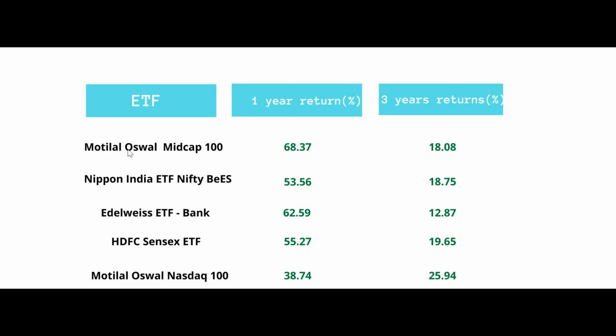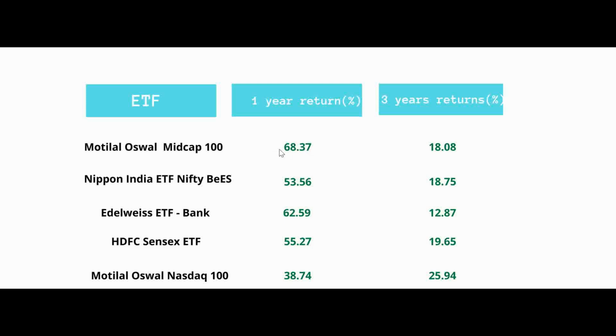Here we have considered a few top performing ETFs in our country. The first one is Motilal Oswal Mid Cap 100. This is the ETF which invests our money in the top 100 mid cap companies in our country. This fund has given a return of 68.37% in the last 1 year, and an annual return of 18% in the last 3 years. 68.37% is very high, and we cannot expect the same return every year.